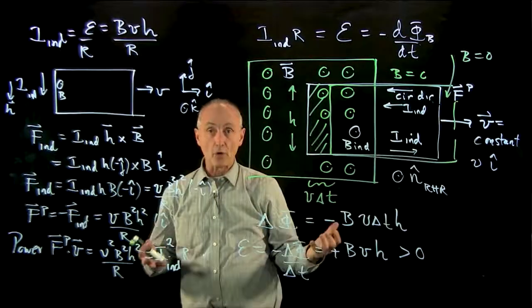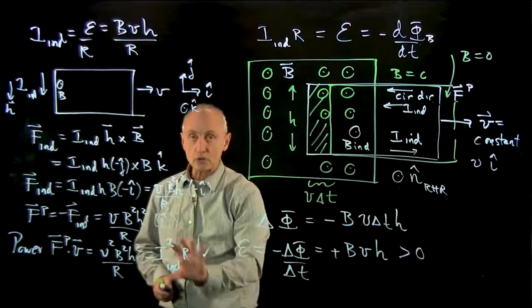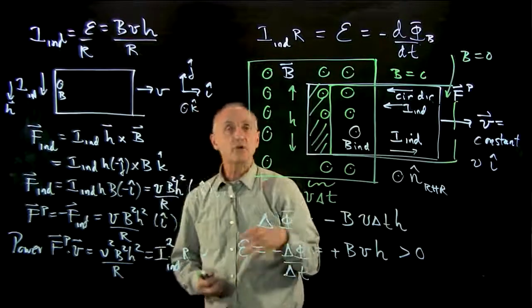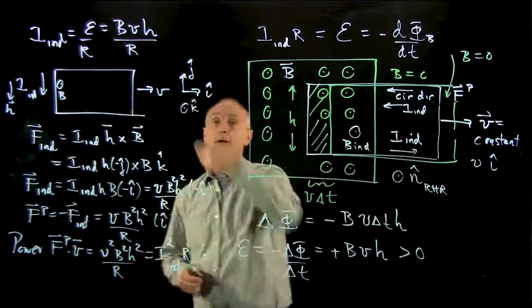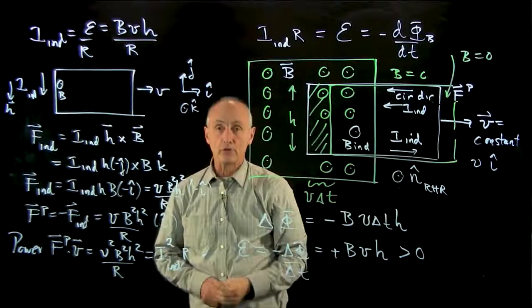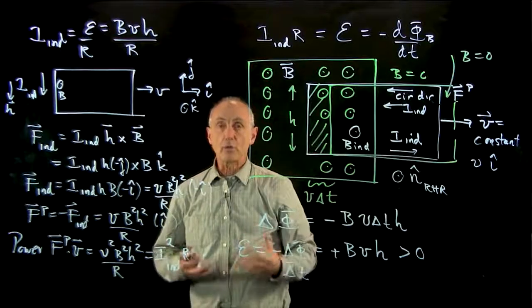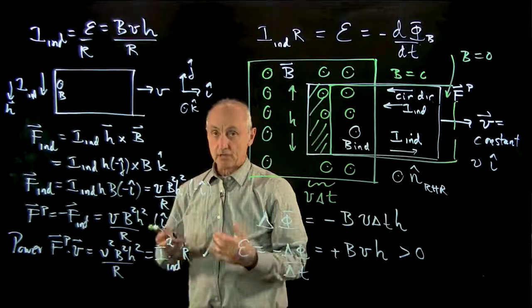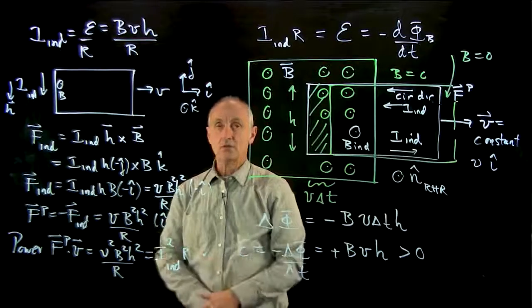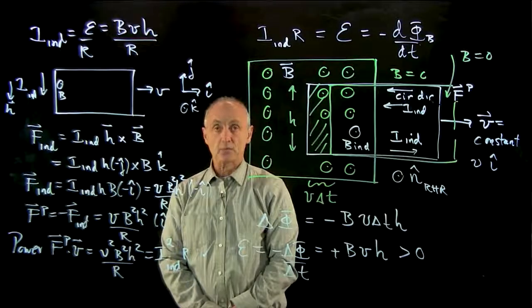Where is that power going? Well, this is what we call Joule heating. And so as I pull this loop, an induced current flows, and the wire will heat up, and that energy will be dissipated thermally at the rate I squared R. And that's what we expect.